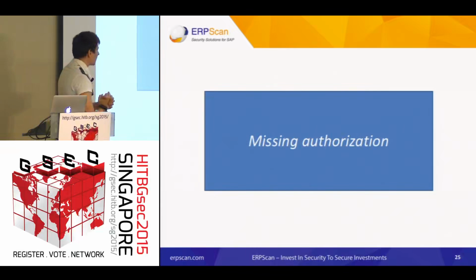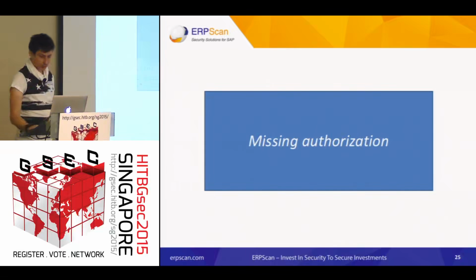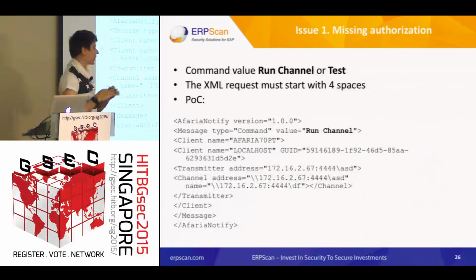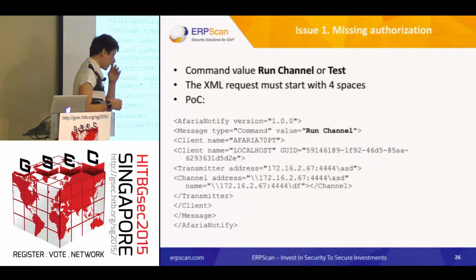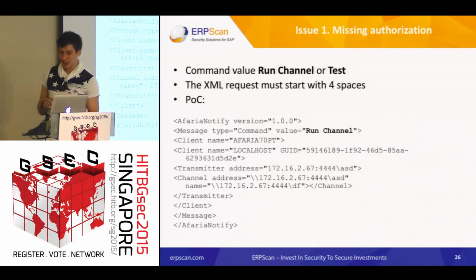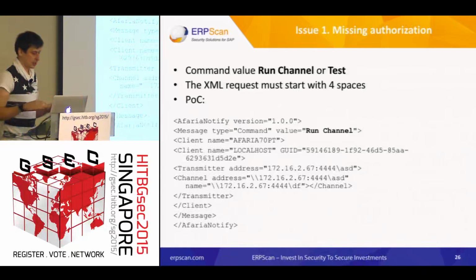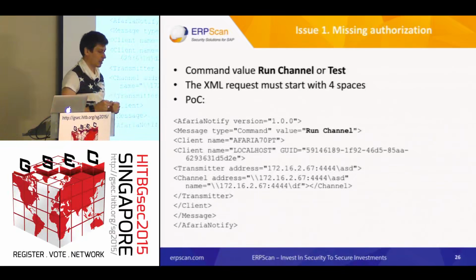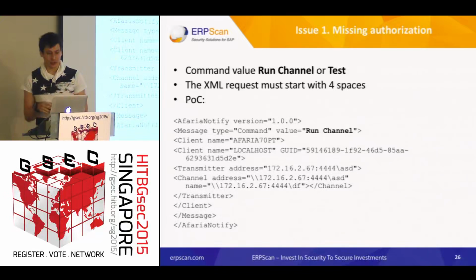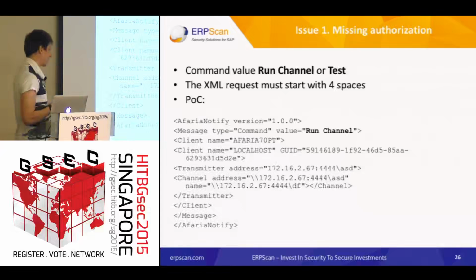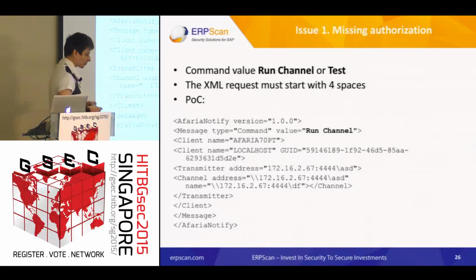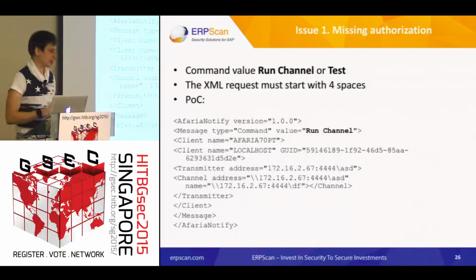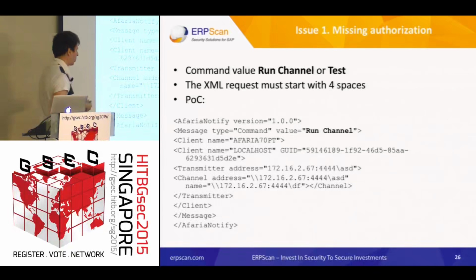The first vulnerability was missing authorization, because an attacker can send a special XML request to the Afaria server without any authorization and point to their own IP address in this XML request. During the parsing of this XML, SAP Afaria will try to establish a connection with the pointed IP address, and during this connection Afaria discloses some interesting information about version, about components, etc. It's very useful for a future attack.